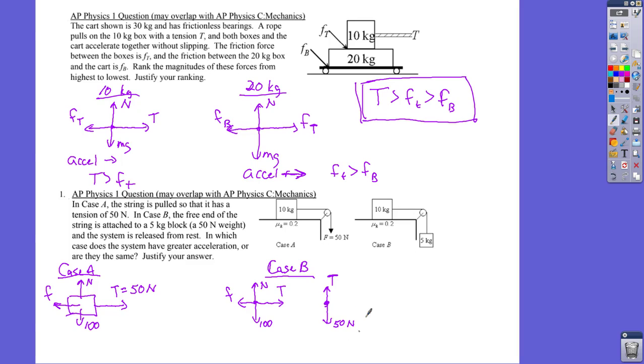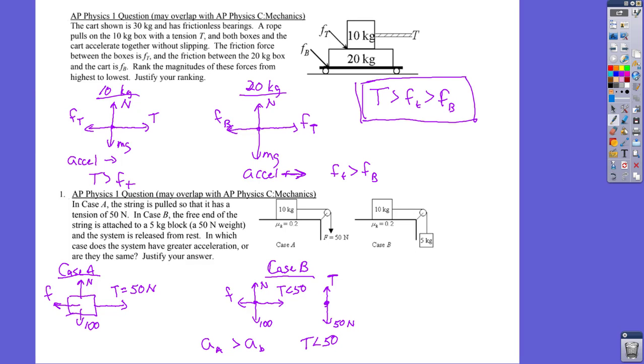The 50 is acting downward. Well, it can't be equal. If it was greater than, this would accelerate upward. That doesn't make any sense. So we know that T has to be less than 50, which also means that this T is less than 50. So if we look at the acceleration of this system, the blocks are going to accelerate at the same rate. You can say for sure that that's less than 50, so the acceleration in B is going to have to be less than the acceleration for case A.